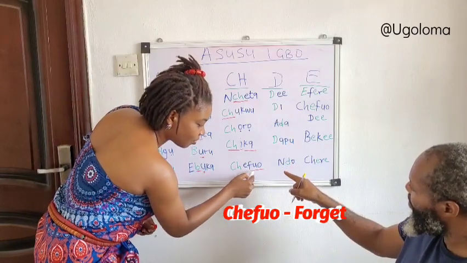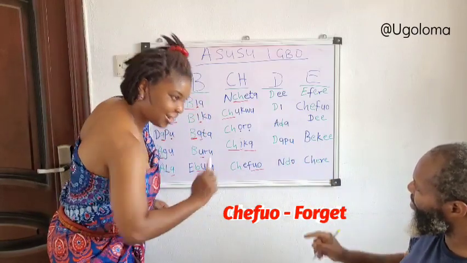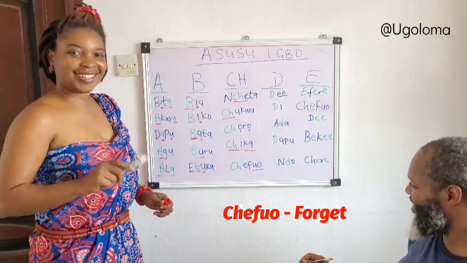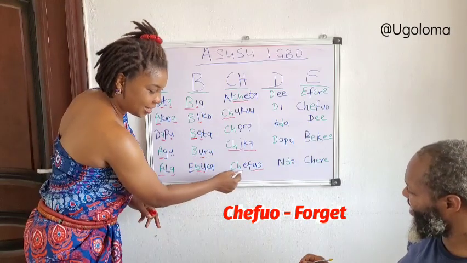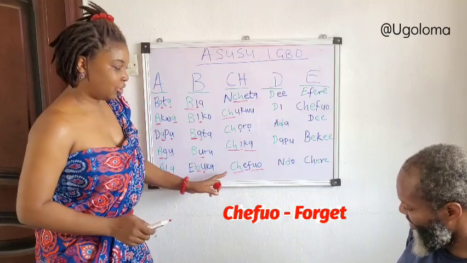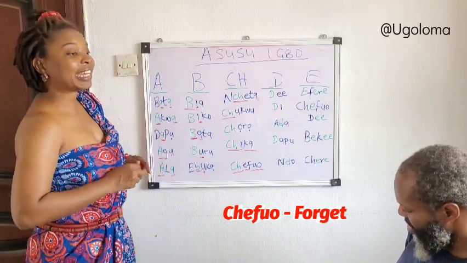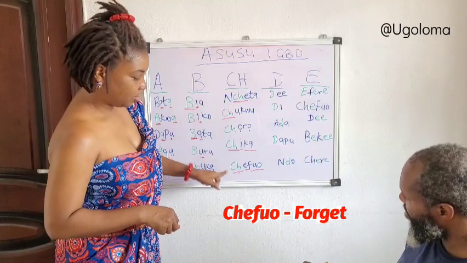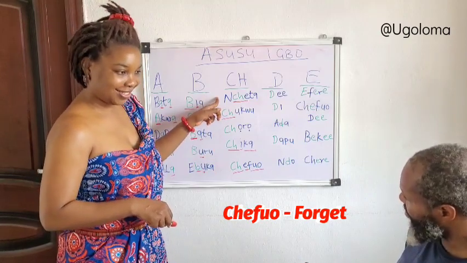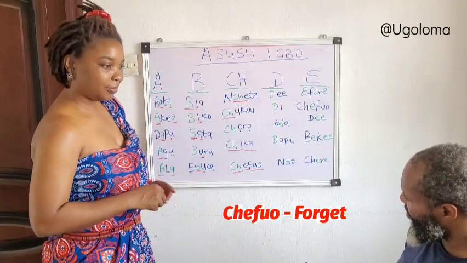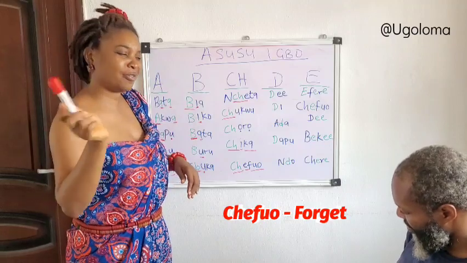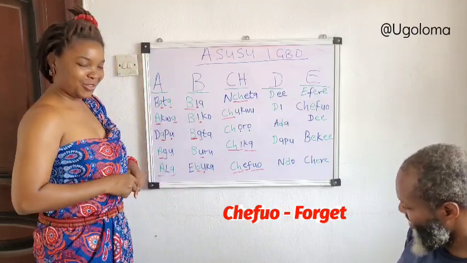Chefu. Good. Chefuo. Very good. Did you get it? Che. Right, this is ch. Then you have fuo. Chefuo. Forget. So this is opposite of this one. Ncheta. Remember. Chefuo. Forget. Leave that thing. Chefuo, yeah.